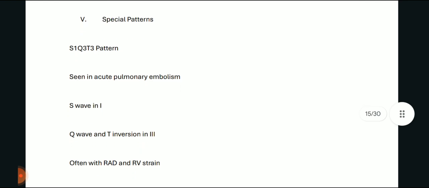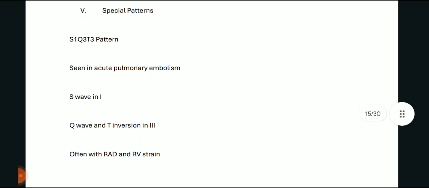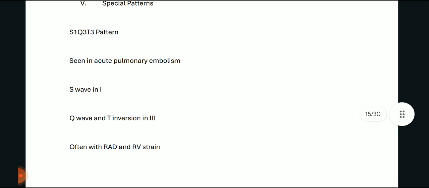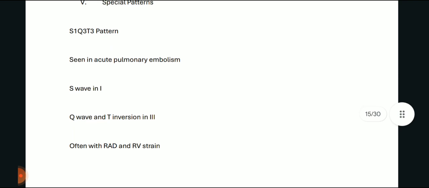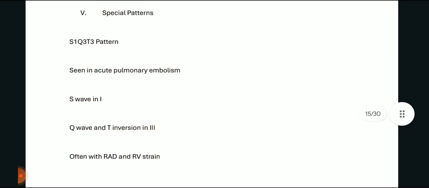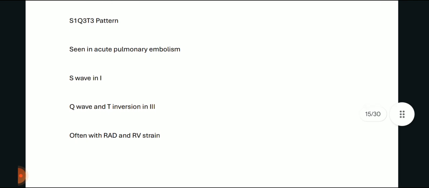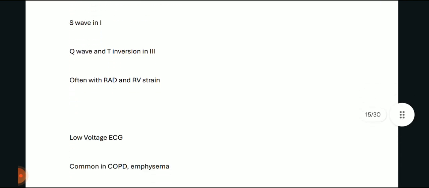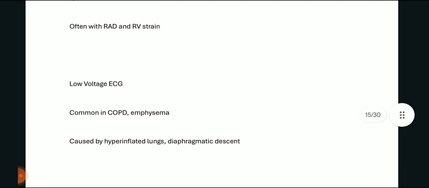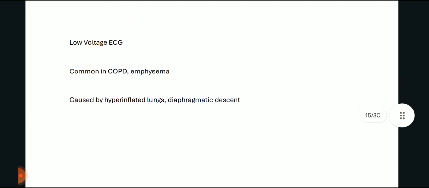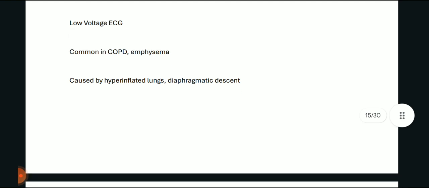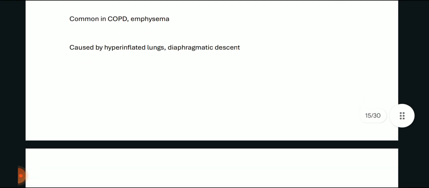Now some special patterns can be there. The S1 Q3 T3 pattern is seen in acute pulmonary embolism. S is seen in lead 1, Q wave and T wave inversion in lead 3, and often with right atrial enlargement or right ventricular strain. Low voltage ECG can be seen in COPD and emphysema, caused by hyperinflated lungs and diaphragmatic descent.